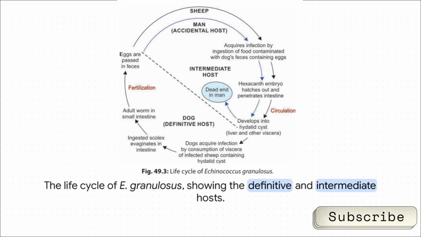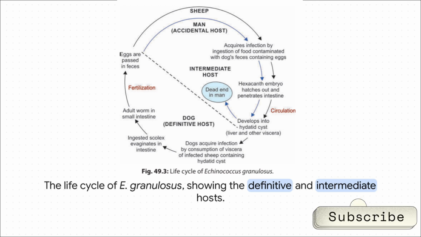All right, here it is, the whole life cycle. Now, I know it looks a bit busy at first glance, but don't worry, we're going to simplify it. Just take a look. You can see the main characters, right? The dog, that's our definitive host. Then there's the sheep, the intermediate host. And then, you see us, humans? We're way off to the side, labeled the accidental host. See how we're kind of a detour? Okay, got that basic layout?